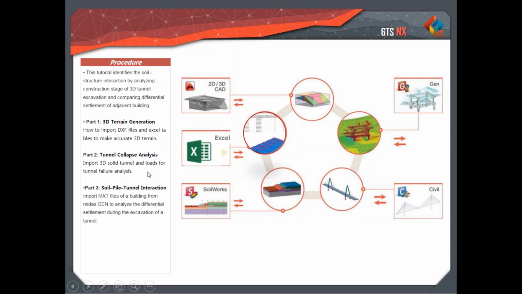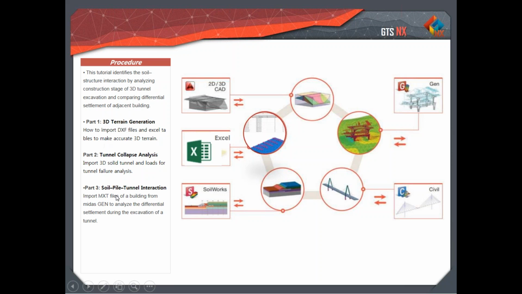And then the last part, part three, we'll be doing a full import of a building, and then we'll import the geometry of the terrain with the tunnel. In this case, we'll actually model the excavation of the tunnel, the construction process, and we'll do a comparison between the building and the raft with piles versus no piles. We want to see the settlement between these two due to the excavation of the tunnel nearby.